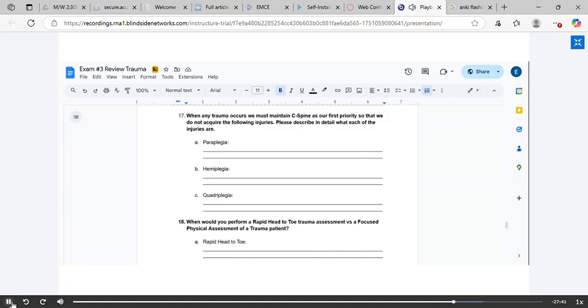Okay, paraplegia. So paraplegia is the paralysis of the lower limbs and the trunk. They still have use of their upper limbs, but they have paralysis of the lower limbs and the trunk. Okay, hemiplegia is going to be one side or the other. Hemi is always side, right? So hemiplegia, one side paralysis or the other. Quadriplegia is paralysis of arms, legs, and trunk. Okay, so a couple things that we worry about with our C-spine.